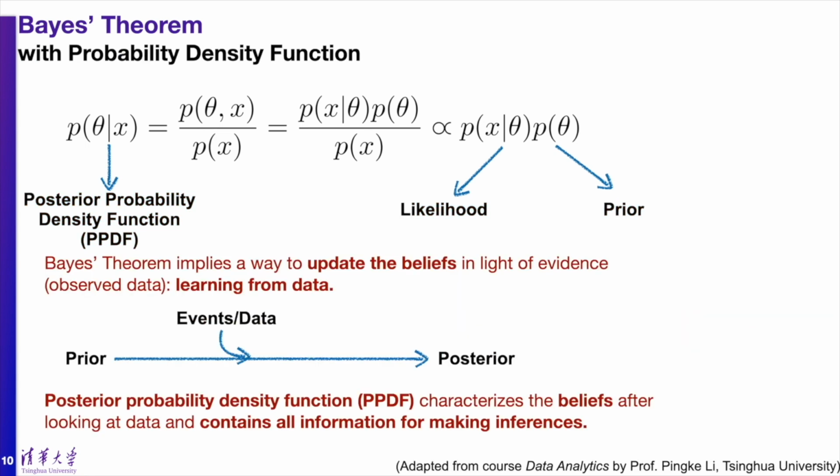More generally, no matter if we are talking about events or continuous distributions, Bayes' theorem indicates a way for us to update our belief in light of evidence. That is, we can learn from the data to validate or falsify our old knowledge. The posterior probability density function describes what we have learned from the data and helps us to make decisions and inferences.